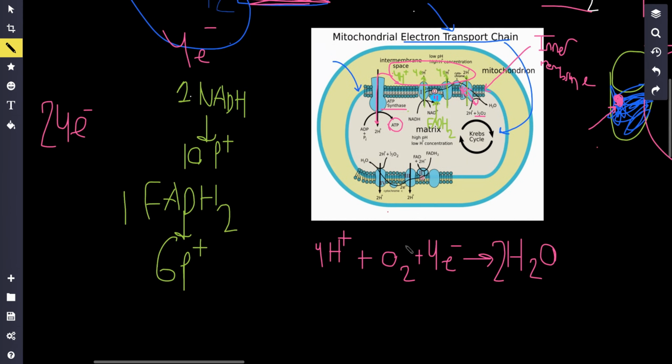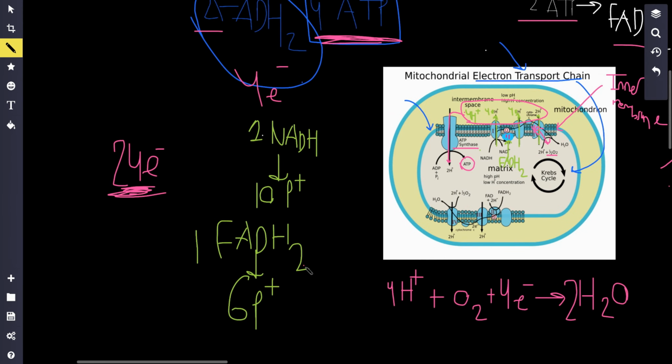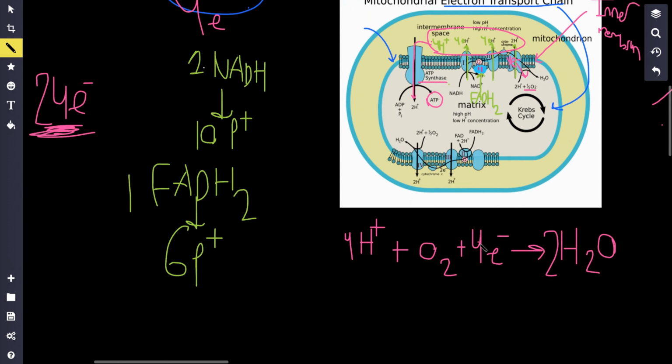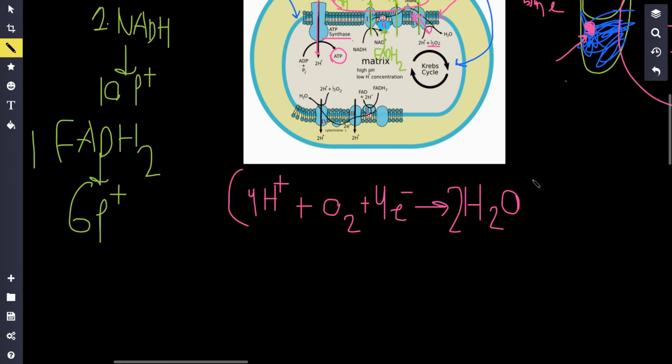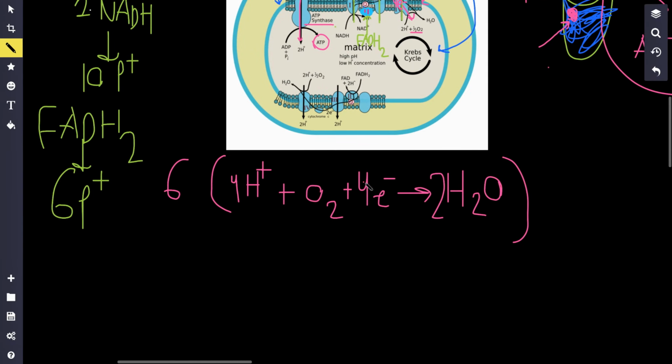All right. Now, if I'm using 24 electrons right over here, well, notice how I have 6 times the amount of electrons. So imagine if I multiply this whole equation by 6. If I have 6 times the amount of electrons and literally everything else, I'm going to produce 6 times the water. So I'm going to actually produce 12 H2O.